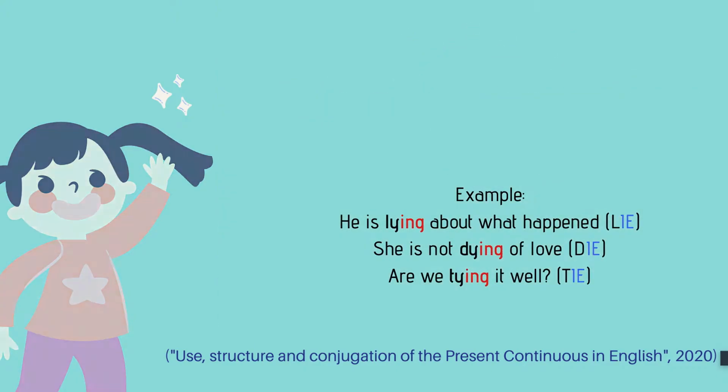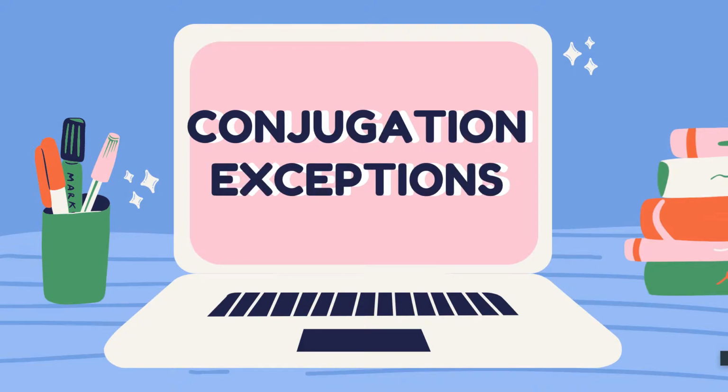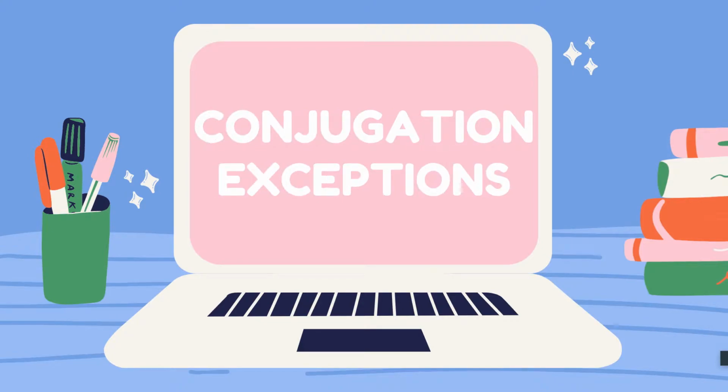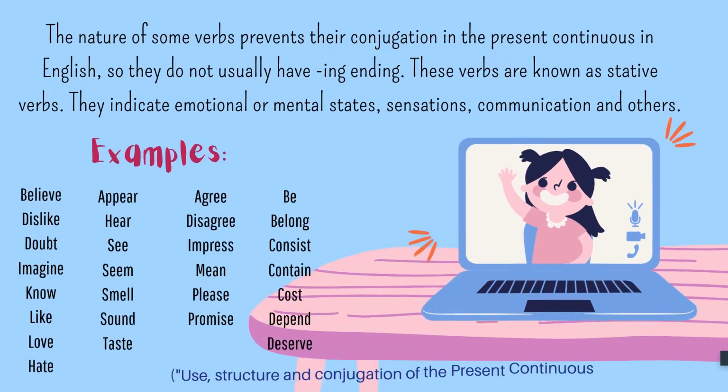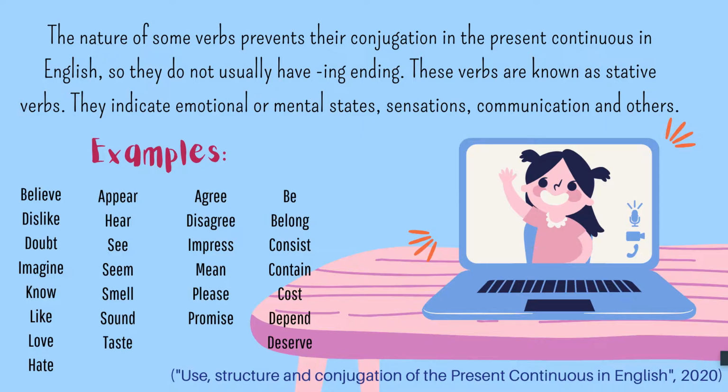Now that we know the rules of conjugation, we must know that there are exceptions to this conjugation. While the nature of some verbs prevents their conjugation in present continuous in English, so they do not usually have the ending ing. These verbs are known as stative verbs. What do stative verbs indicate? Emotional or mental state, sensation, communication, and others.